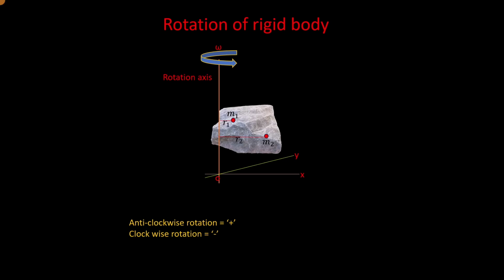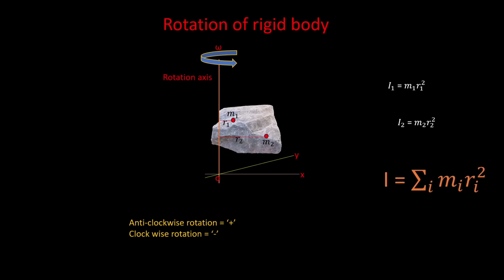Now the moment of inertia for mass m1 is I1 equals m1 r1 square, and the moment of inertia for mass m2 is I2 equals m2 r2 square. We see the moment of inertia is mass times the square of the distance from the rotation axis. Now there is a standard notation. We consider counterclockwise direction as positive rotation and clockwise direction as negative rotation.